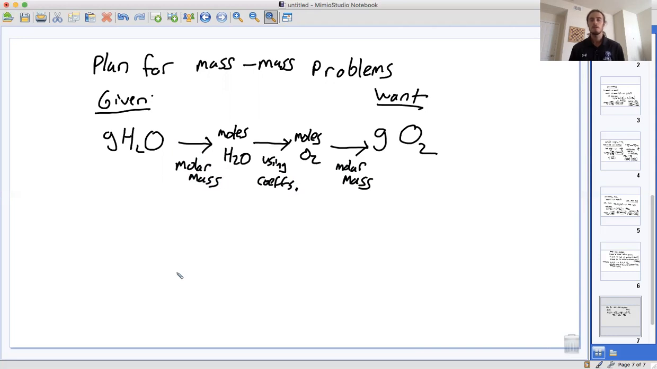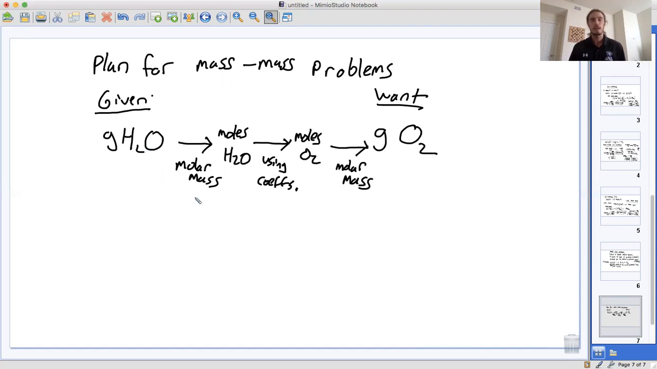Okay? So let's take a look. Each of these steps we've already reviewed. We've reviewed how to do grams to moles for one substance. We reviewed how to do moles of one substance to moles of another. And we looked at how to do moles of a substance to grams of a substance. So let's put it all together.